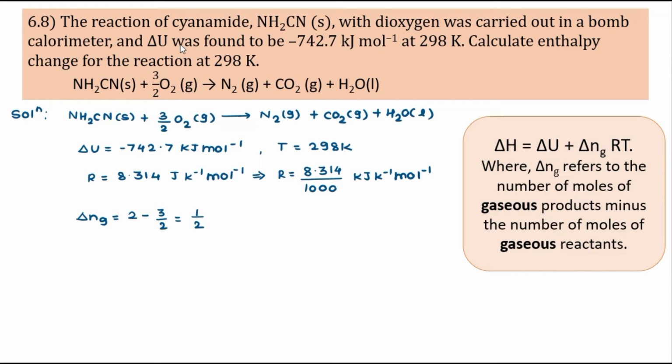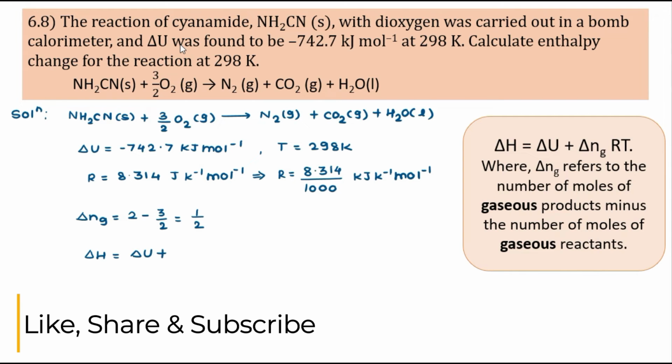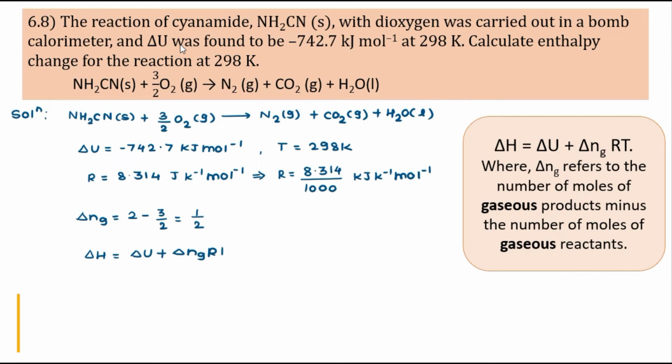Okay, so let's write down the formula. The formula is delta H is equal to delta U plus delta n_g RT. Correct. So here I will get R equal to 0.008314 kilojoule per Kelvin per mole.